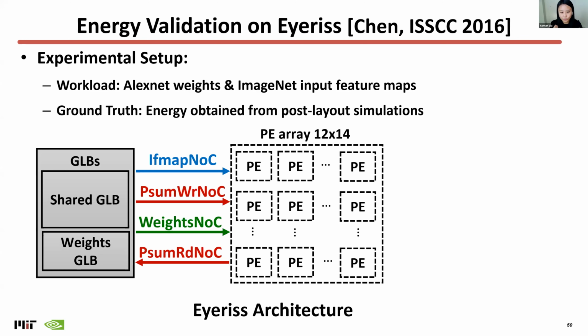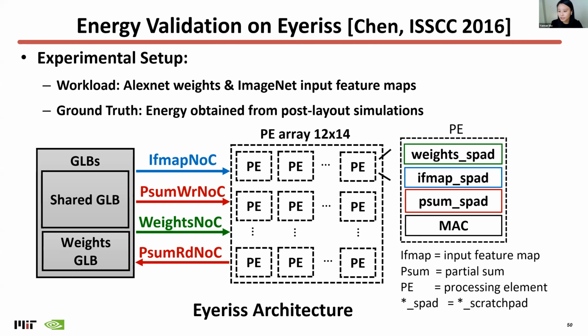So, a very brief introduction to the Eyeriss architecture. The architecture has two types of global buffers. One is the shared global buffer that can store both the input feature maps and output feature maps, and it also has the weights global buffer for storing the weights data. And it has an array of 168 PEs, which is 12 by 14, and there are 4 different networks responsible for sending data back and forth between the global buffer and the PE array.